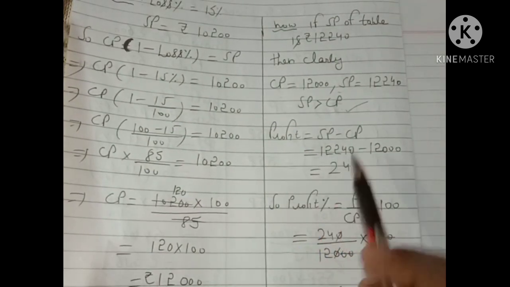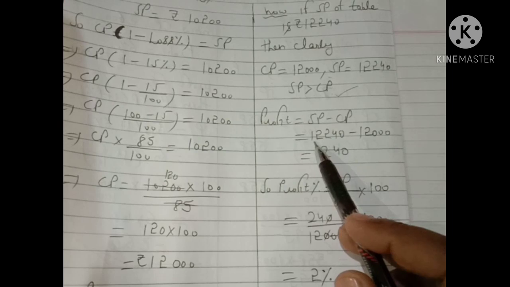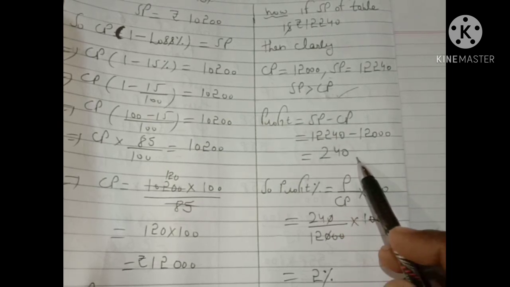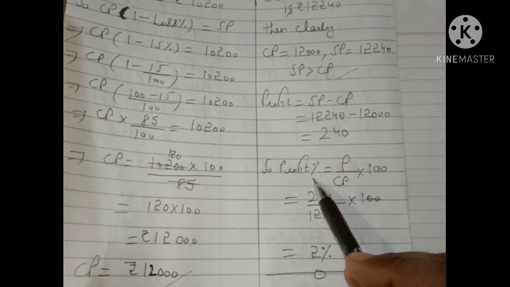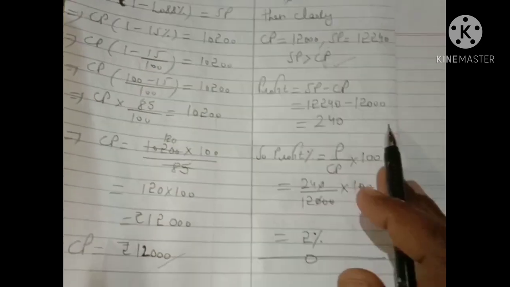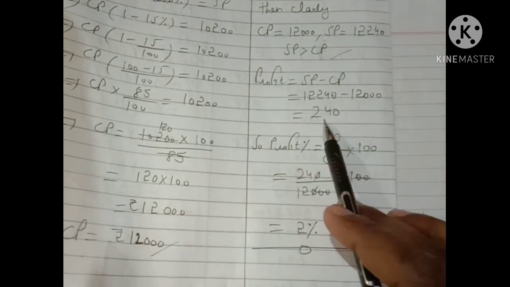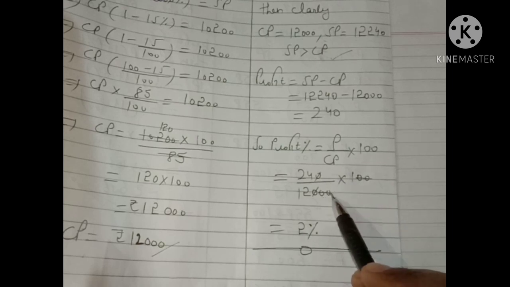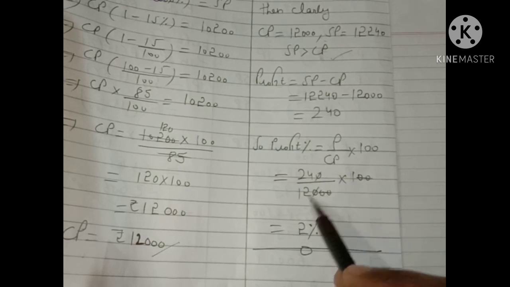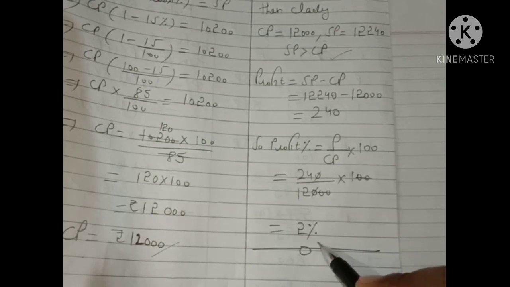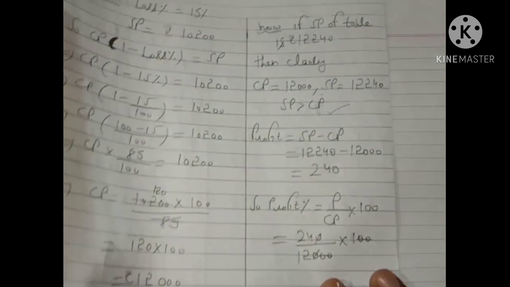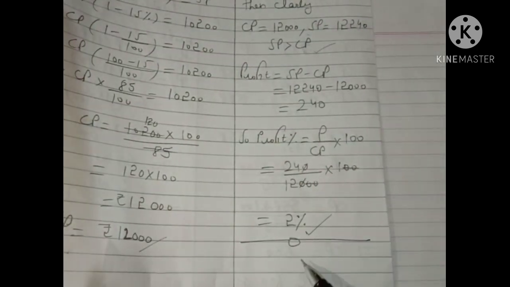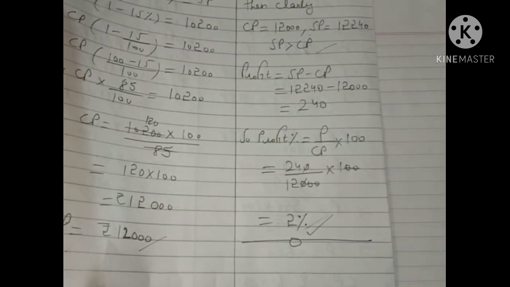Profit is equal to SP minus CP, which is 12,240 minus 12,000, and after subtraction it will become 240. The profit percentage is profit over CP into 100, which is 240 over 12,000 into 100. These two zeros cancel with each other, and this zero is also cancelled. So when he sells the dining table for rupees 12,240, the profit percentage is 2%. So this is the solution.